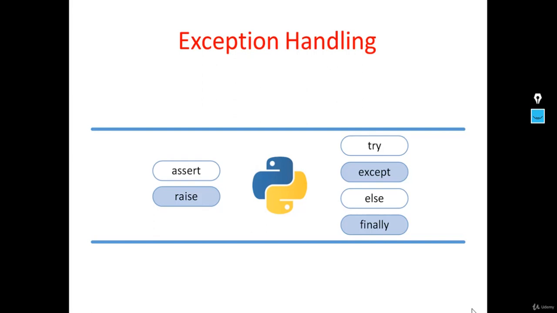In this lecture, we are going to talk about exception handling in Python. A Python program terminates as soon as it encounters an error. In Python, an error can be a syntax error or an exception. In this lecture, we'll see how an exception is raised and how it differs from a syntax error.